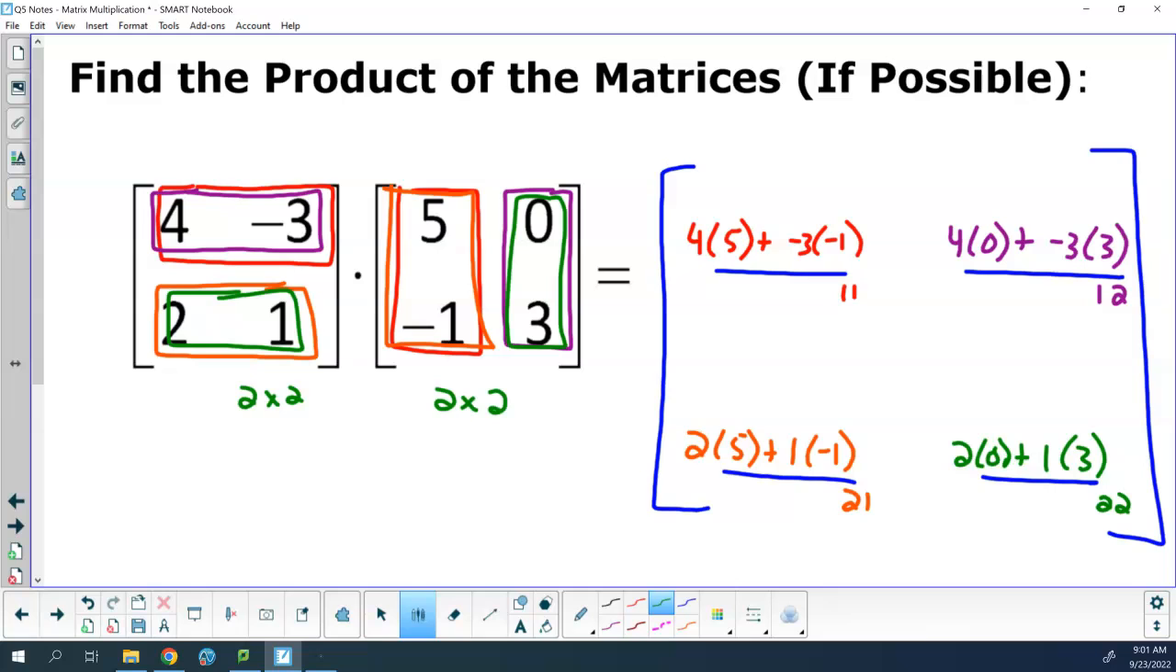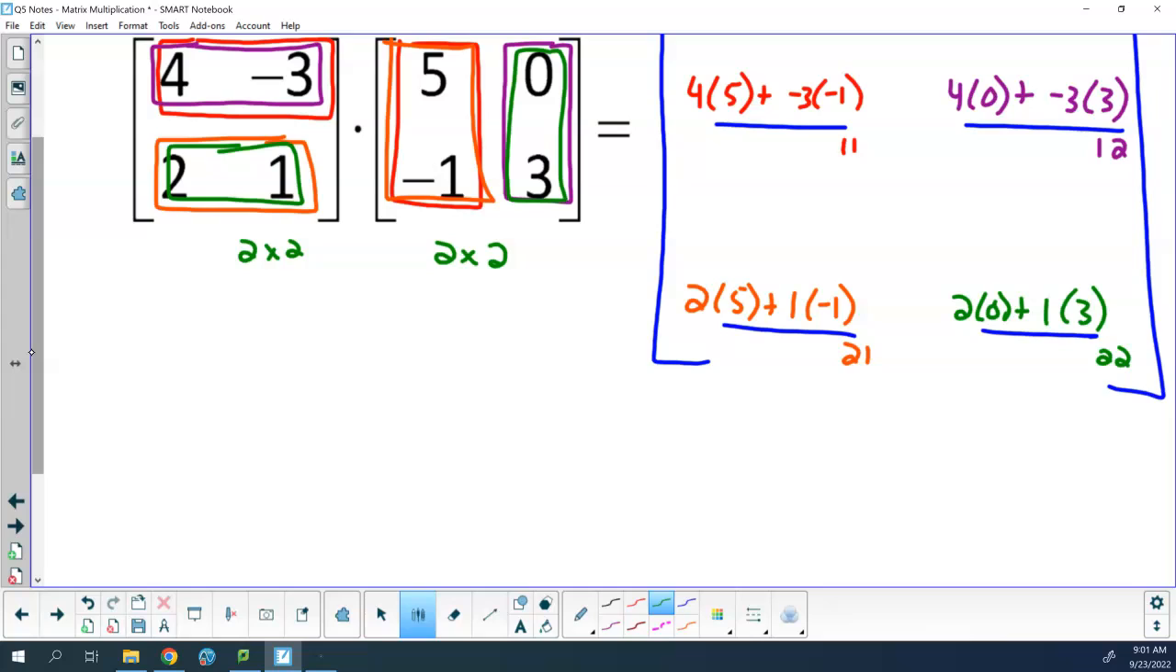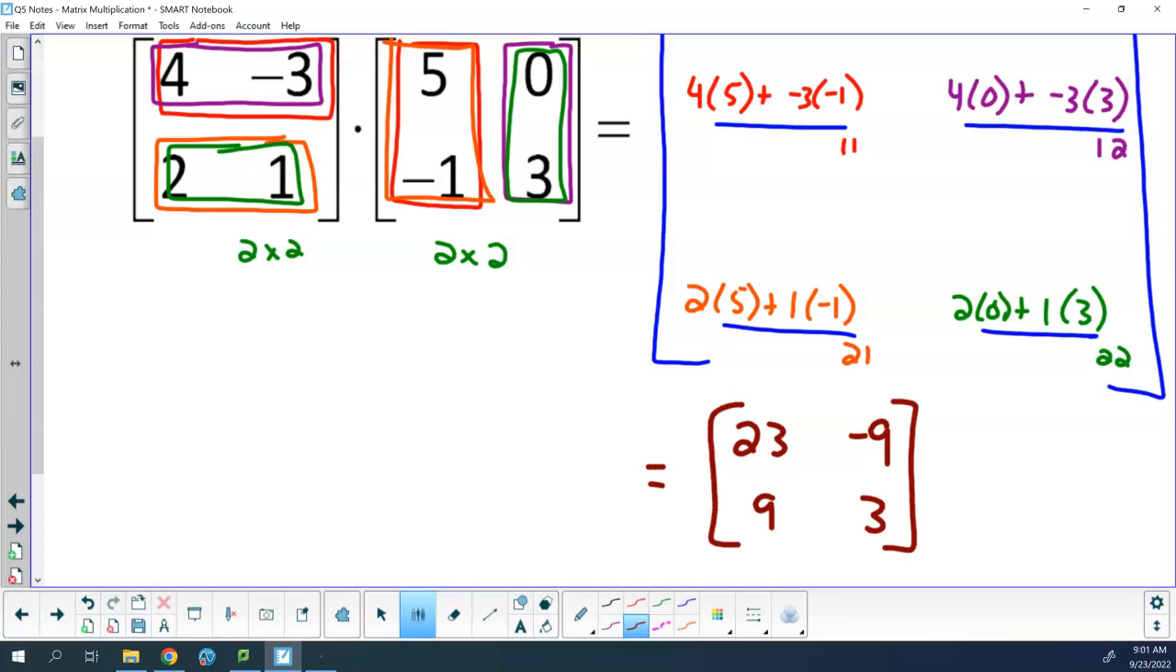And then we just do the math. So I'm looking here at 20 plus 3 is 23. 0 plus negative 9 is negative 9. 10 plus negative 1 is positive 9. 0 plus 3 is 3. And there, ladies and gentlemen, is my 2 by 2 result.